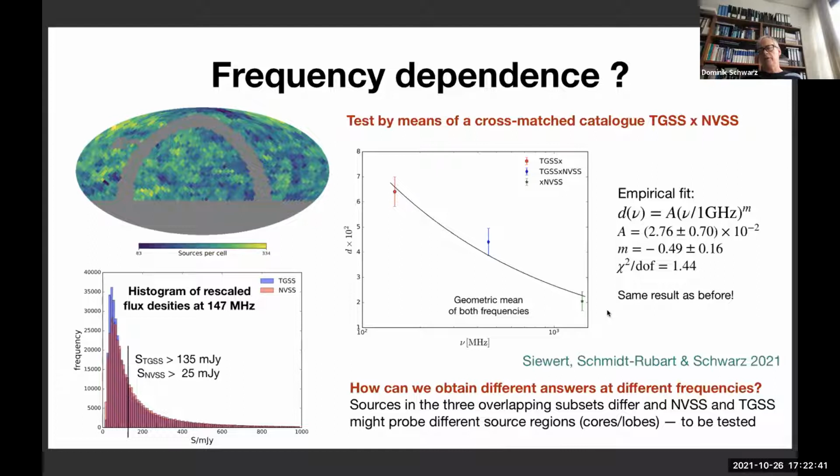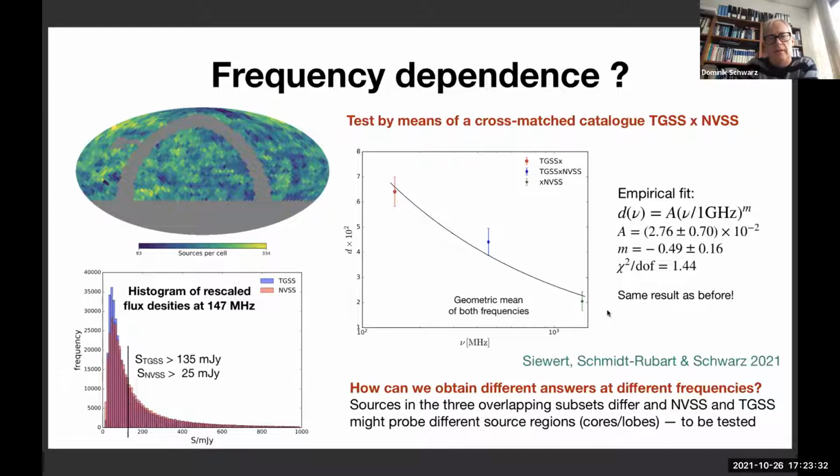And we know that at high frequencies, cores typically have flat spectra, whereas lobes typically have steep spectra. So it could well be that the flux seen by NVSS is dominantly from the core, while the flux that is seen in TGSS is dominantly from the lobes of the radio sources. So perhaps they are not sitting on the same power law. Even so, if you just do a statistical fit, you find that you can fit a power law there. But this is something that one needs to go into in more detail and study, I guess.